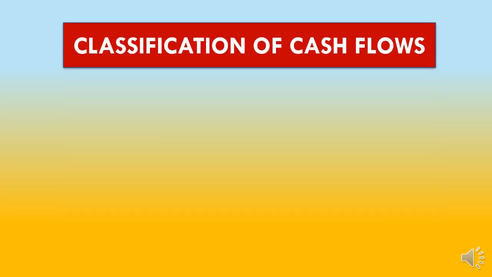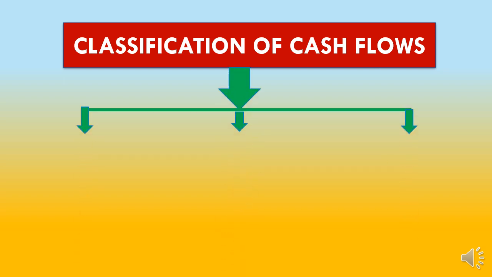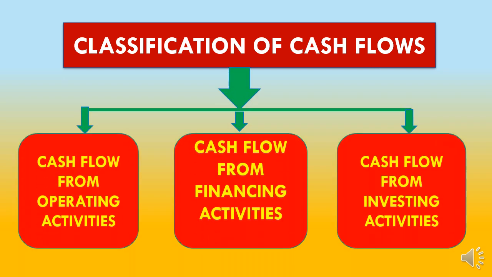My dear students, in this video I am going to teach you how to prepare a cash flow statement under the indirect method as per Accounting Standard 3. So let us recap this classification of cash flows. One is cash flow from operating activities, cash flow from financing activities, and cash flow from investing activities.